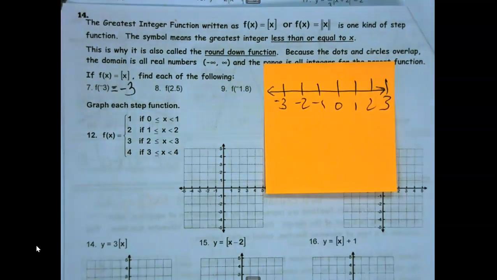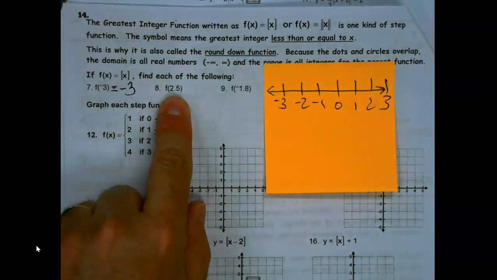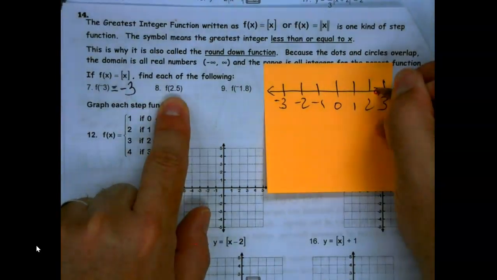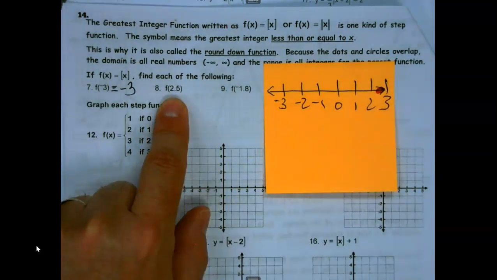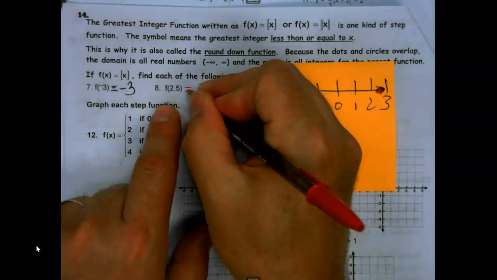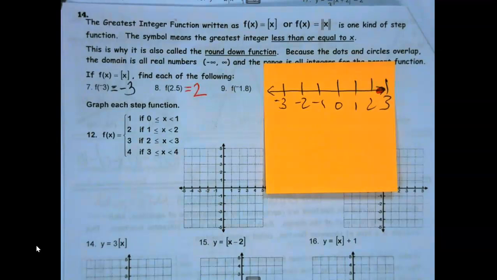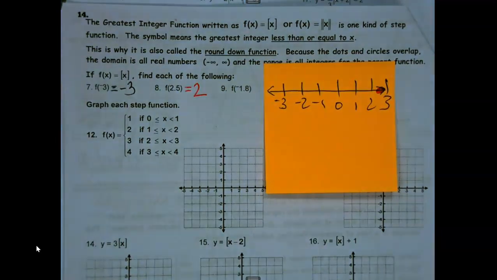Okay, so I have a number line. f of 2.5. Here's 2.5. If you round down to the next whole number, what would that be? 2. So we go with 2. That's all you're doing for any of these.